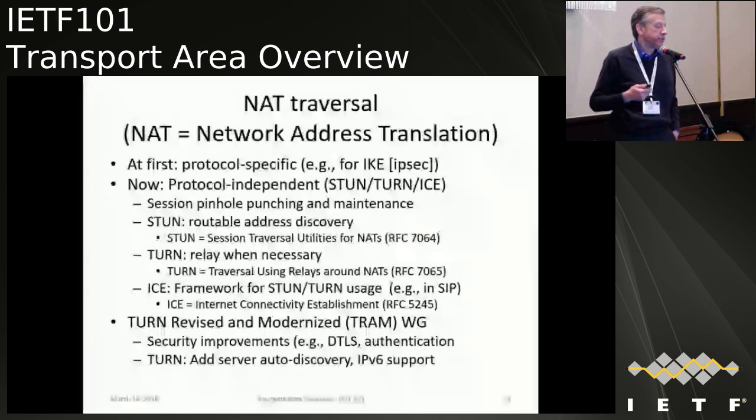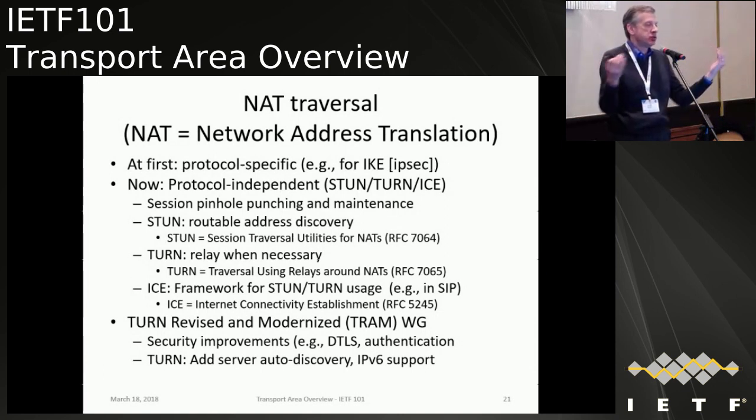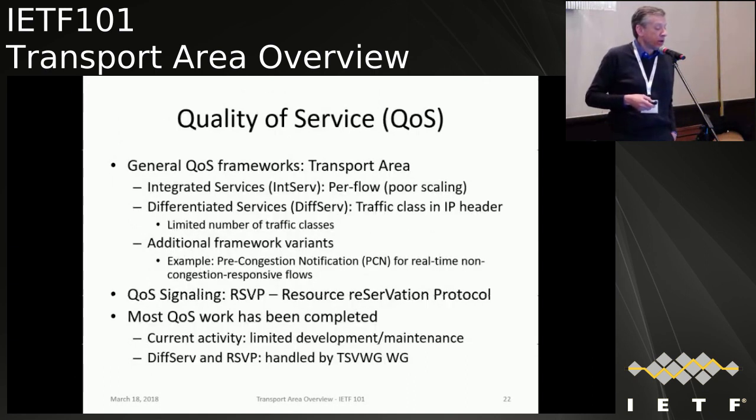STUN involves address discovery so that you can come through a pinhole and figure out what the contact addresses look like. TURN is a relay protocol because it's sometimes necessary, if I have NATs at both ends of a connection, to do a relay in the middle. And ICE is an overall negotiation framework to use these. These all have RFCs. RFC numbers are on the slide. There's ongoing work to do some improvements to TURN, security improvements, some auto discovery, and better IPv6 support in the TRAM working group.